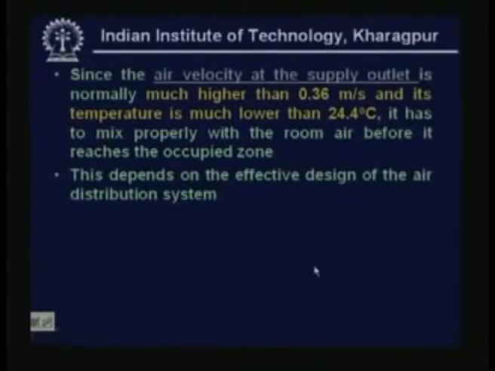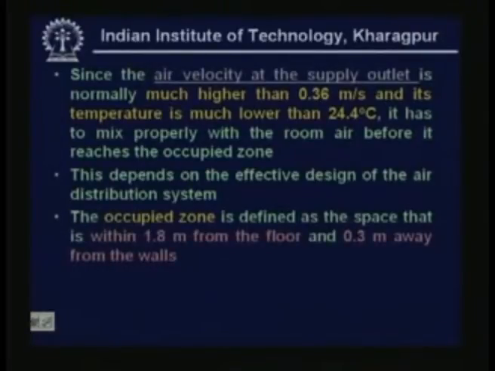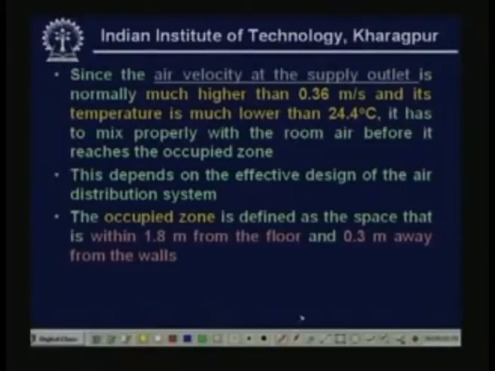So, there should be good mixing so that the temperature and velocity can be brought down to the required levels. So, this depends on the effective design of the air distribution system. The occupied zone here is defined as a space that is within 1.8 meters from the floor and 0.3 meters away from the walls. So let me just quickly explain this.